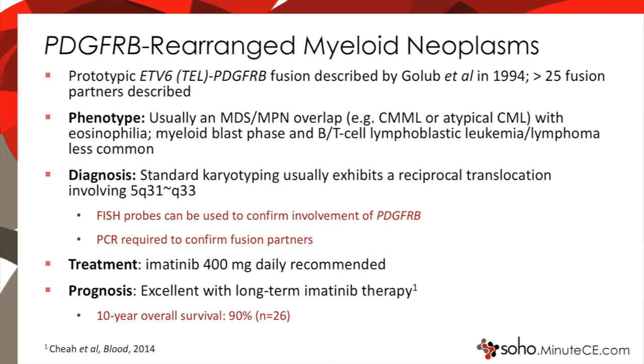What about platelet-derived growth factor receptor beta rearranged myeloid neoplasms? There are some 25 fusion partners to PDGFR beta. These are patients that usually present with an MDS/MPN overlap or CMML, and rarely can present in myeloid blast phase or have an associated B or T cell lymphoblastic leukemia. The diagnosis can be made with standard karyotyping by finding a 5q31 to q33 breakpoint. PCR and FISH are used to diagnose the fusion definitively and also find the fusion partner. In these patients, treatment with imatinib 400 milligrams per day is recommended, and these patients also have a very good long-term prognosis.